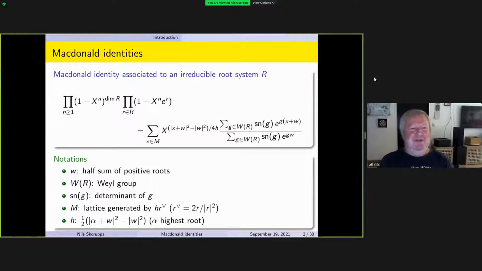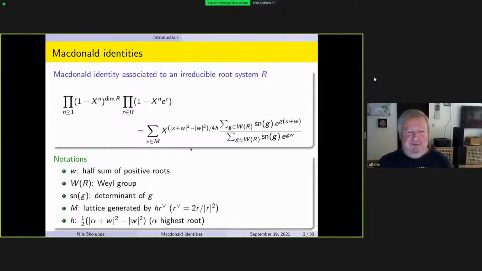So here are the McDonald identities. The big identities that you see there, first of all, you have to go over them. There are a lot of notations involved, of course. But the first thing is that it's a purely formal identity. It's an identity in the ring of formal power series. Let me see whether I can describe it.